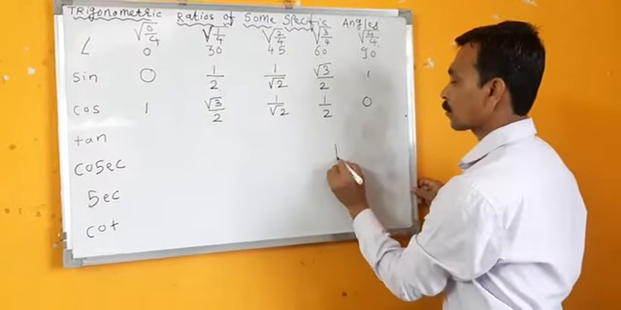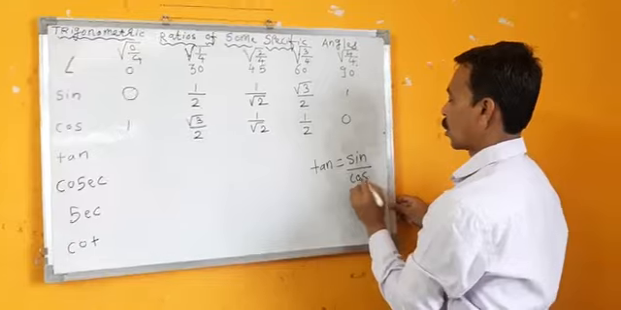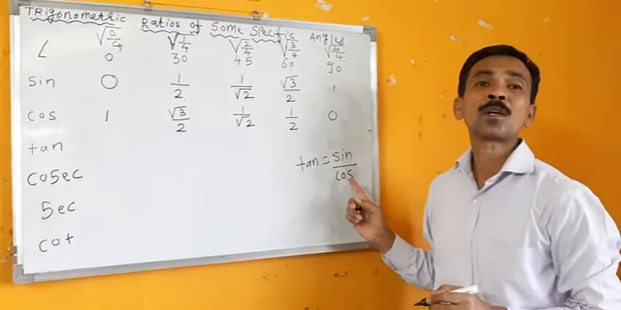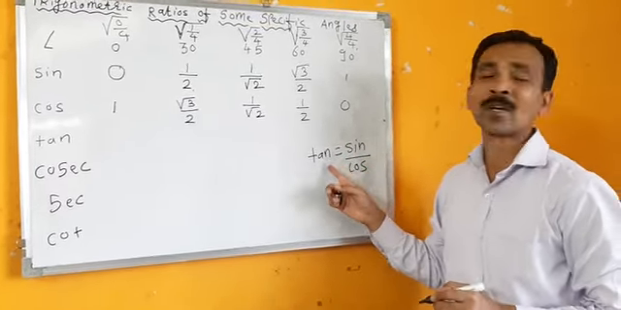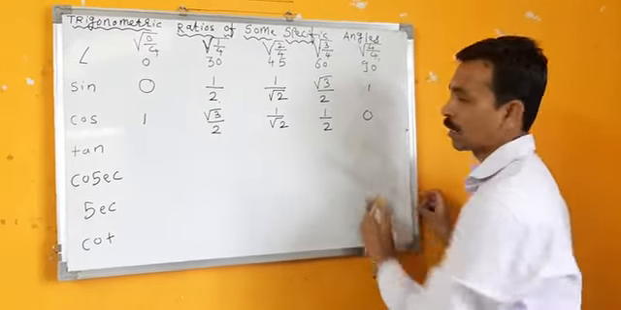Now I will find for tan. What is tan? Tan is equal to sine upon cos. This is the identity. It can be tan A or tan theta. If we are taking tan A, it becomes sine A upon cos A. If you are taking tan theta, it becomes sine theta upon cos theta. So if you want to find the values for tan, tan is equal to sine upon cos.